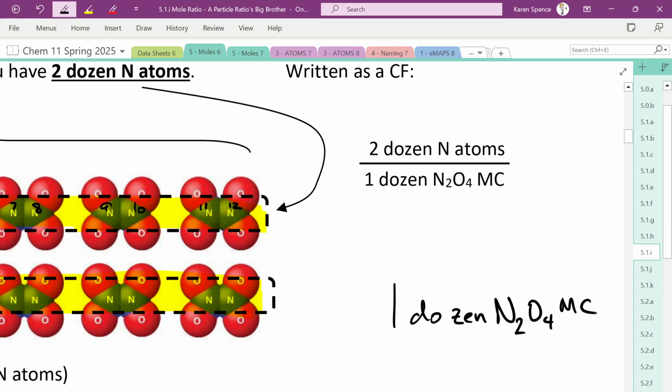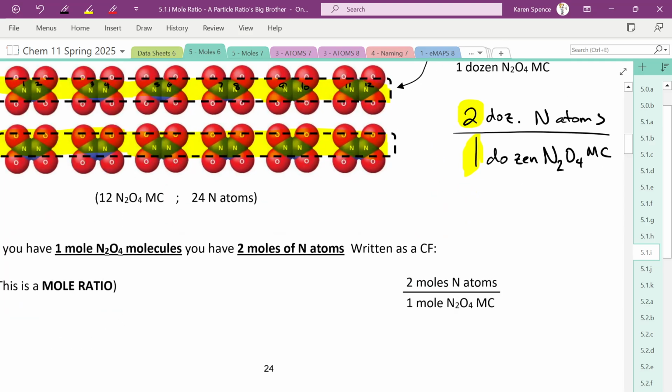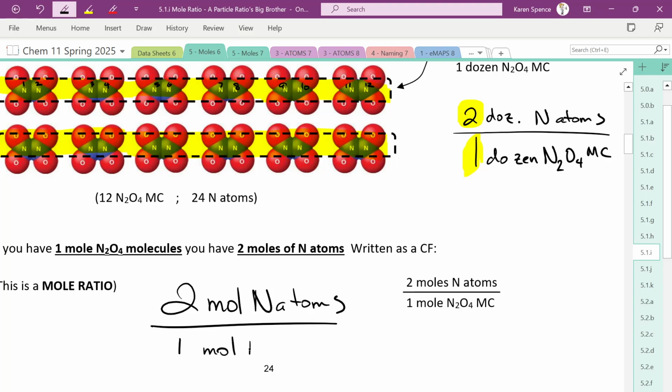So if I have 1 dozen N2O4, that means I have 2 dozen N atoms. And the ratio is still 2 to 1. So I can have 2 atoms to 1 molecule. I can have 2 pairs of atoms to 1 pair of molecules. I can have 2 dozen atoms to 1 dozen molecules. And if we scale it up even further, we can have 2 moles of N atoms for every 1 mole of N2O4 molecules. The ratio is still the same.